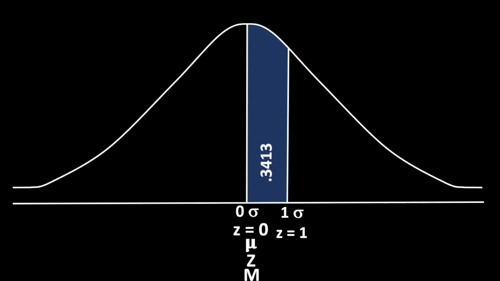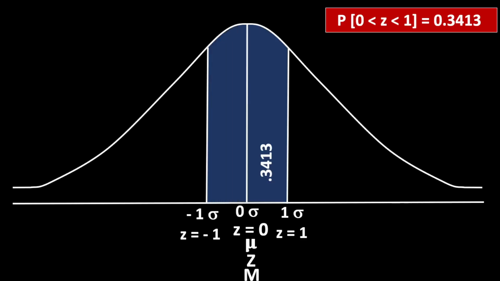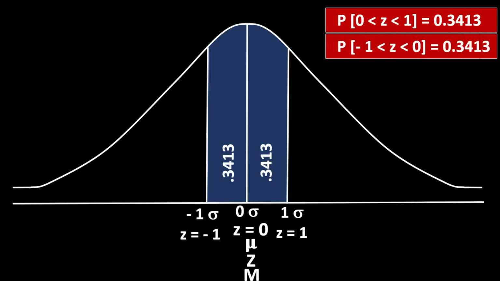It means 34.13% of the observations are lying between 0 sigma and 1 sigma, and this area can be shown symbolically this way: P(0 < Z < 1) = 0.3413, where P is the probability of having area 0.3413 between 0 sigma and 1 sigma. In the same way, the area between minus 1 sigma and 0 sigma is also 0.3413, and symbolically it will be written like this: P(-1 < Z < 0) = 0.3413.